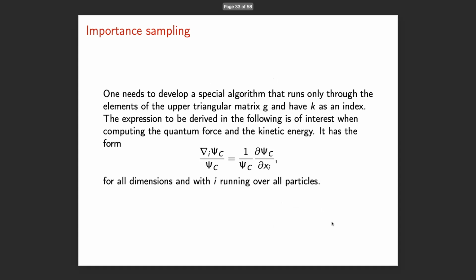Okay? So you need to develop an algorithm which runs only through the elements of the upper triangular matrix and has k as an index. And the expression to be derived is something which is of interest both for the kinetic energy and the quantum force. So the quantum force for a given particle would include terms like this. Here I have skipped the vector signs. So this will be particle i, but in principle we are calculating the gradients with respect to the different particles.